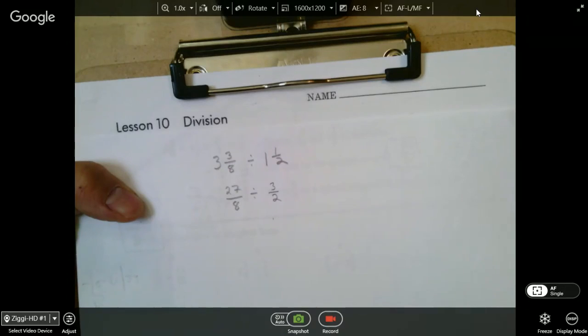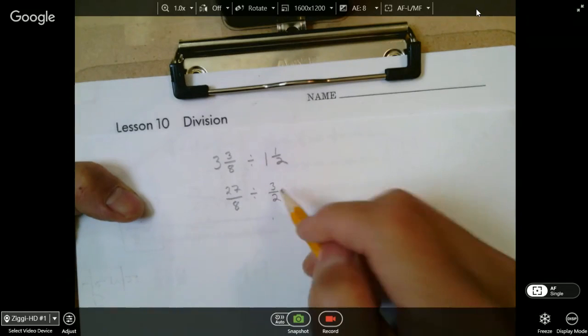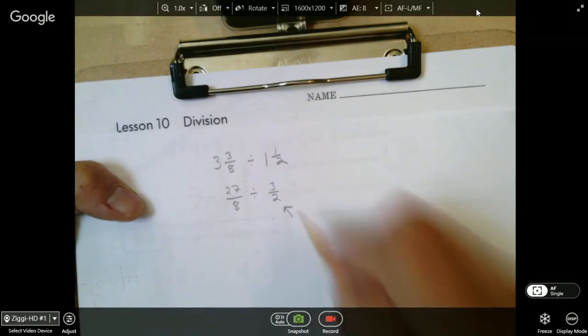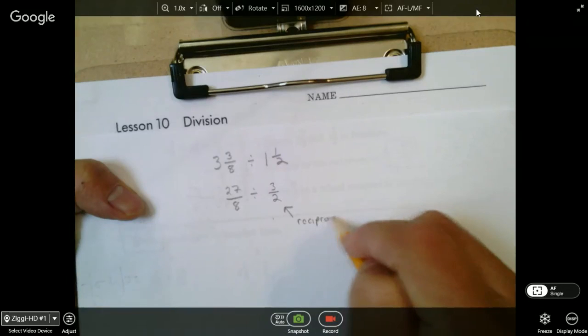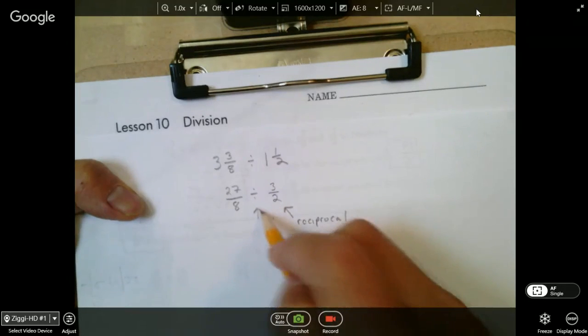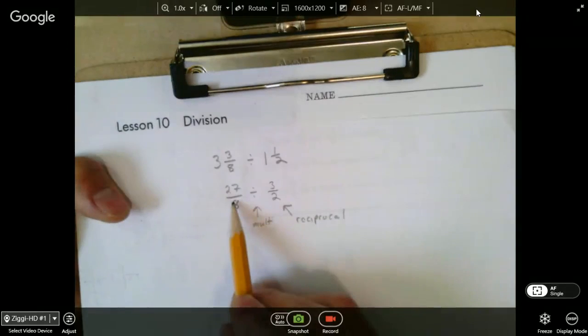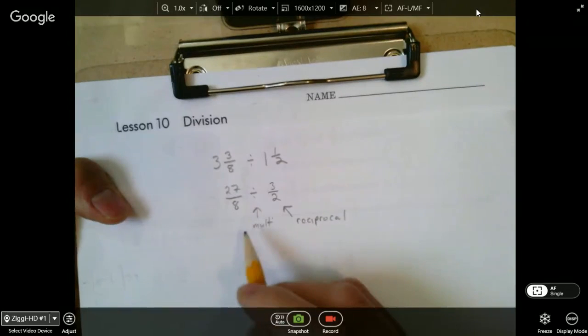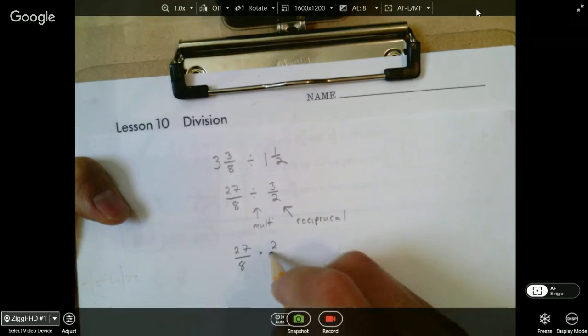Now the key difference with division and multiplication is that with division, you want to change the last number to its reciprocal, and you want to change it to a multiplication. Dividing is the same thing as multiplying by a reciprocal. So the first number we're going to keep exactly the same. So 27 over 8 times 2 over 3.